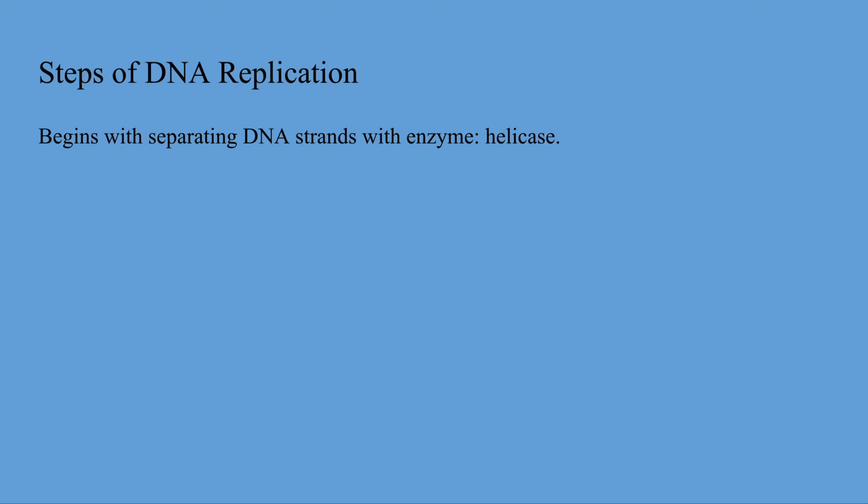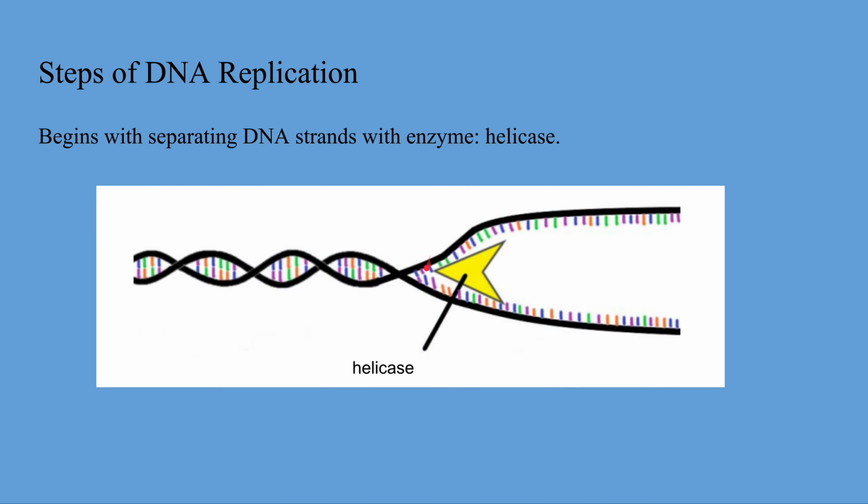DNA separating begins with the enzyme helicase. This is a picture that shows you what helicase does. It's not the accurate shape of helicase, but it shows you the gist of what it does. It separates these two strands, and there are proteins that prevent them from coming back together again. Okay.